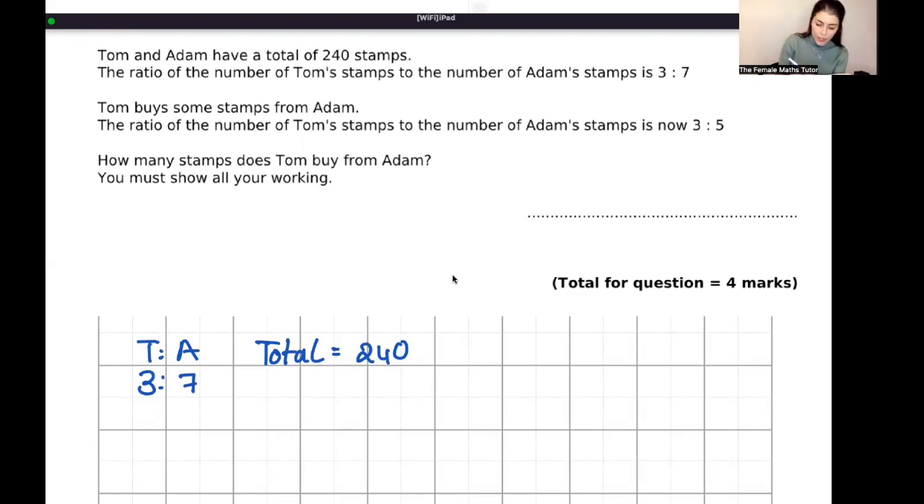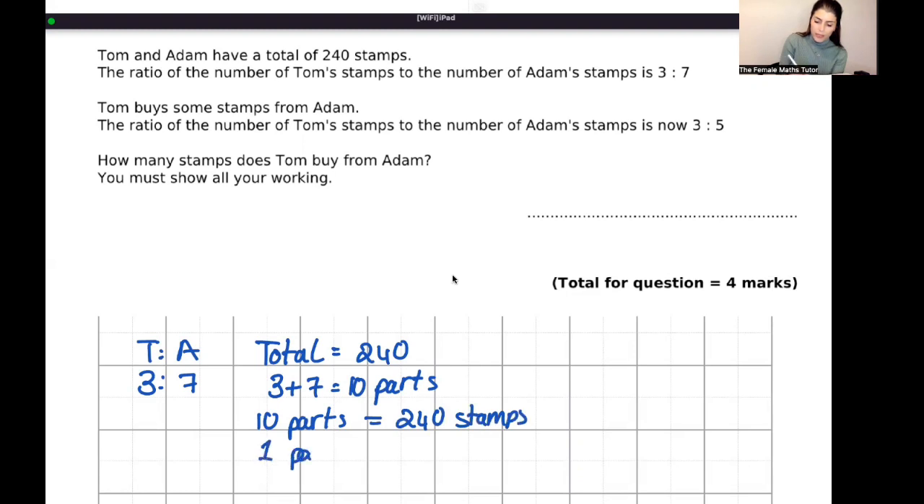So we add up the ratio parts, 3 plus 7. So we know there are 10 ratio parts in total. So I can say that 10 parts is equivalent to 240 stamps. So I work out what one part is by dividing by 10. So 240 divided by 10 gives me 24 stamps. So one ratio part is 24 stamps.